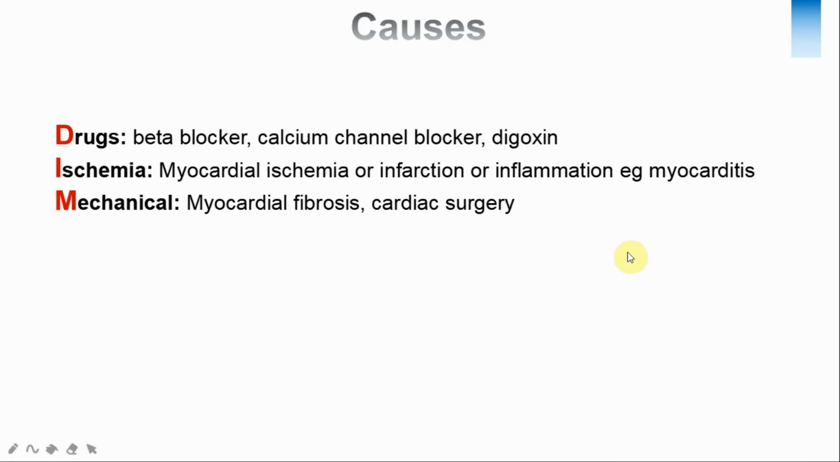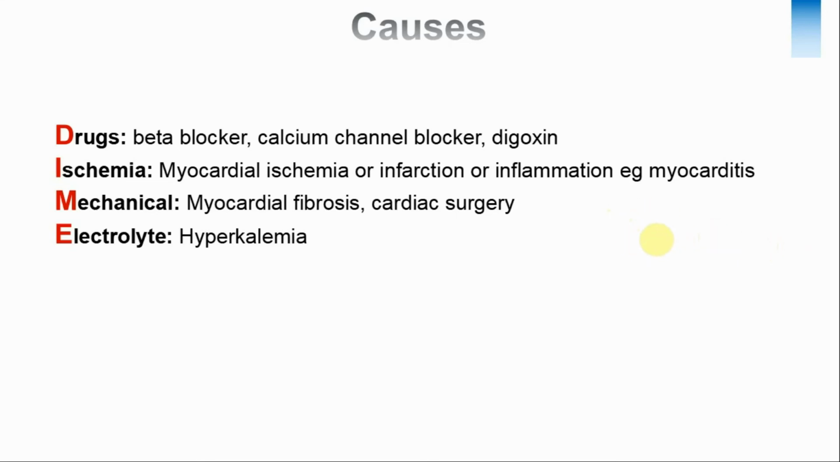Mechanical causes, for example, if there is myocardial fibrosis, the conduction system can be affected by the fibrosis, and in that case they can develop Mobitz type 1 or Mobitz type 2 heart block. We have seen quite a few patients after cardiac surgery, like mitral valve surgery or open heart surgery. They can develop Mobitz type 1 heart block. Sometimes they can develop Mobitz type 2 heart block as well, and they end up having pacemakers.